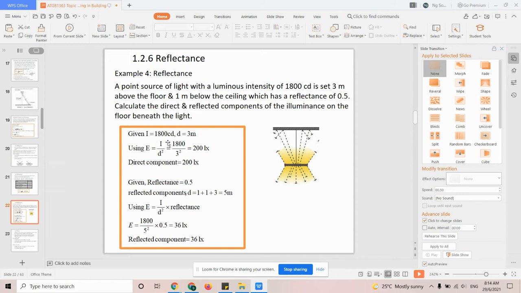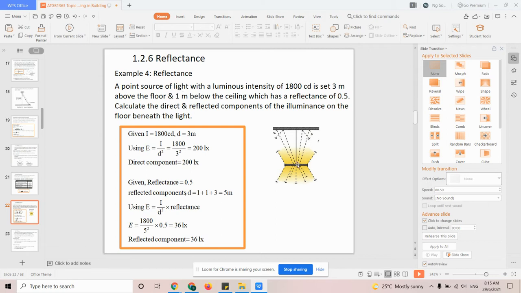For the reflected component, you know that the reflectance is 0.5. So using the same formula, you have to multiply it with the reflectance, which is 0.5, only 50%. But do bear in mind the distance. Instead of the light directly reaching the floor beneath the light, for the reflected component it's mentioned that this light is 1 meter away from the ceiling.